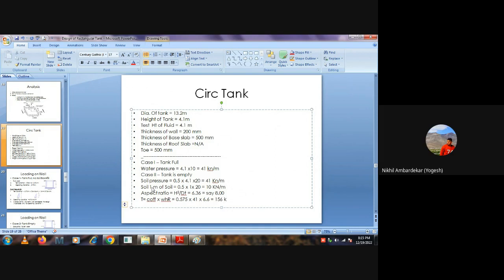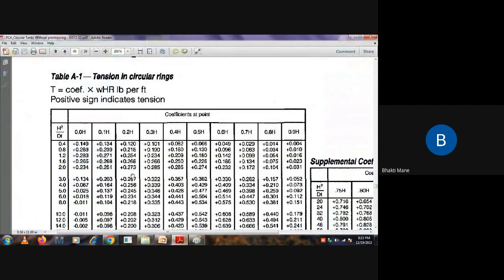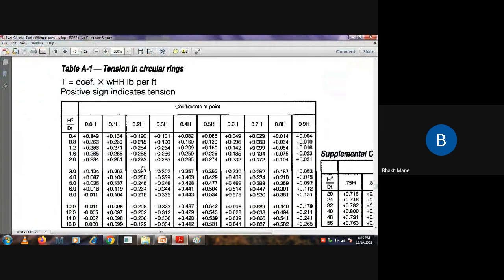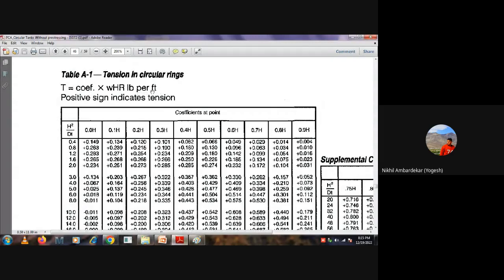What is the unit of tension? Kilonewton, correct. So this is service level. Sir, in the PCA table it is given as LB per feet. T is in LB, yes, because it's American units. Okay, so what is the unit for the coefficient? It's unitless.